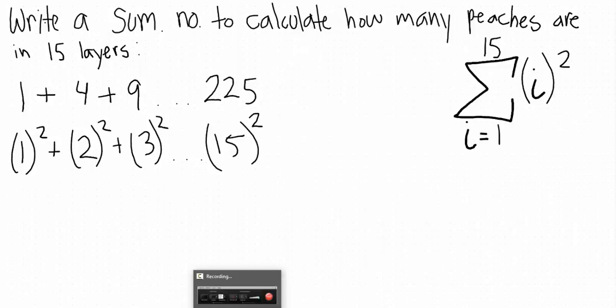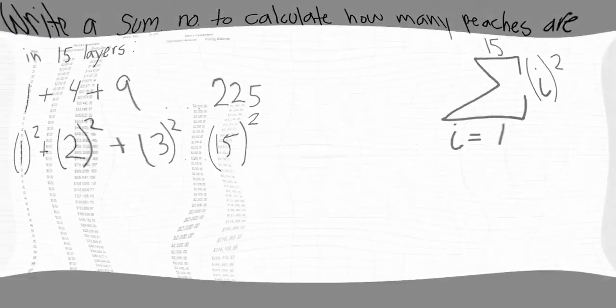15 squared equals 225. If you keep on going, 4 squared, and 5 squared, and so on, your answer would be 1,240 peaches in all 15 layers.